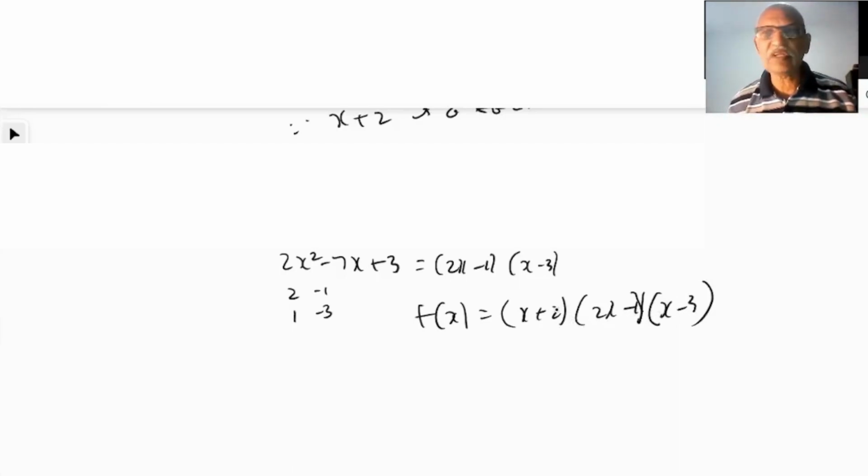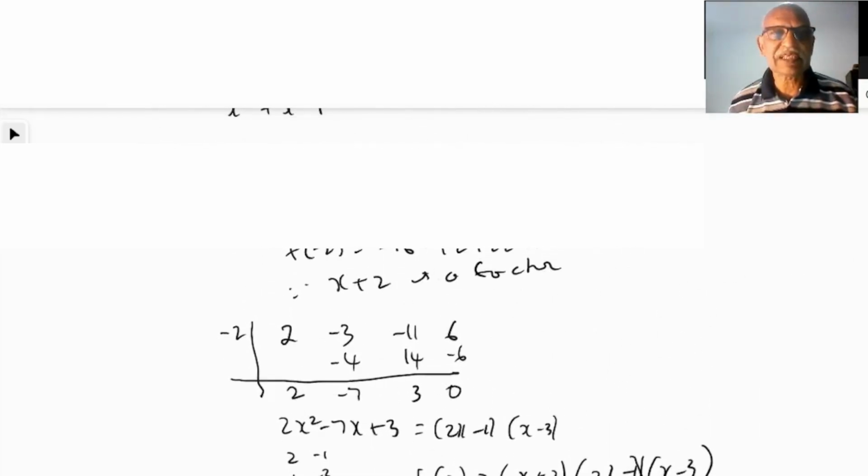So that's all about factoring polynomials. Sometimes the coefficient is missing, like if there is no 3x squared, for example, I would write 0 here. I should not jump. If a coefficient is missing, I write 0 in the synthetic division.